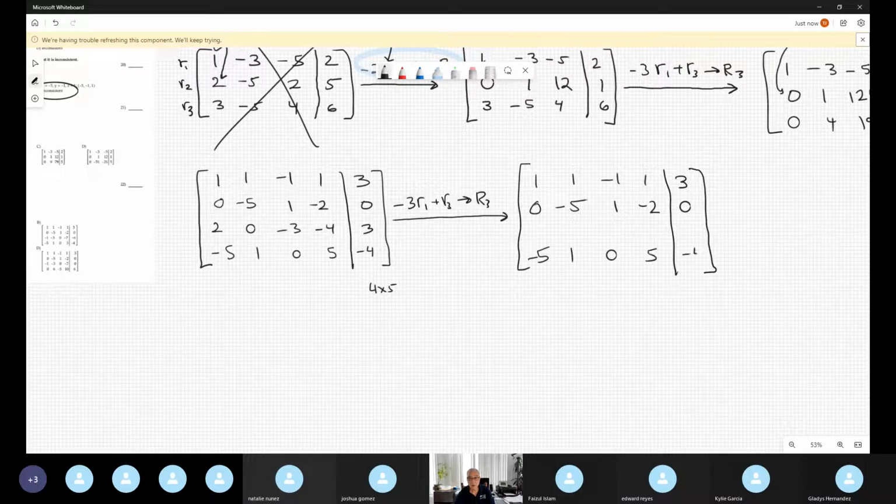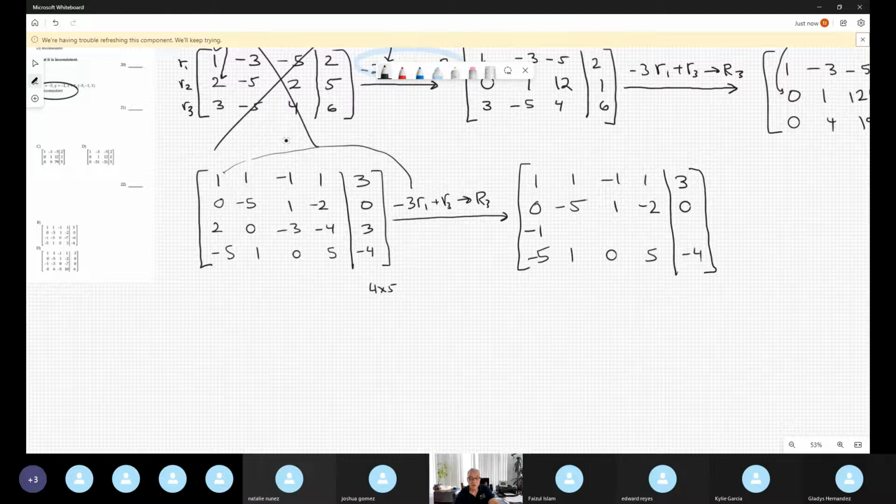Here I copy row 4. Now you multiply by negative 3 times row 1, which is 1, so it is negative 3, negative 3, negative 3, negative 3, plus... Negative 3 plus 2 is negative 1.